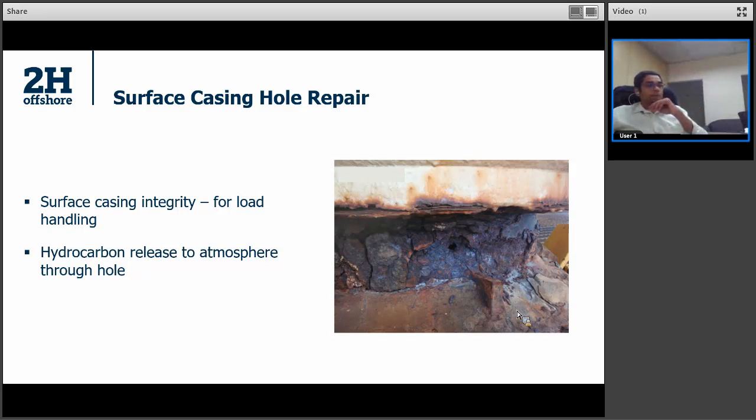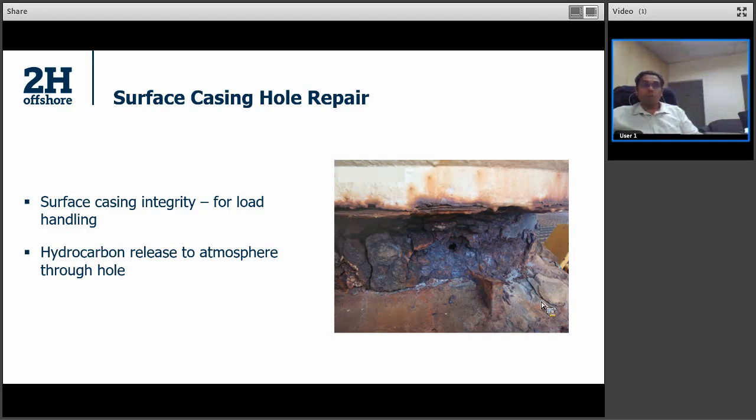And for unknown reasons, hydrocarbon has been released to the atmosphere in certain cases. When we ran through the assessment of this whole conductor system, it was observed that the surface casing was insufficient to provide adequate strength for this particular conductor system. So we looked at options for evaluating the appropriate means to provide a supporting system.